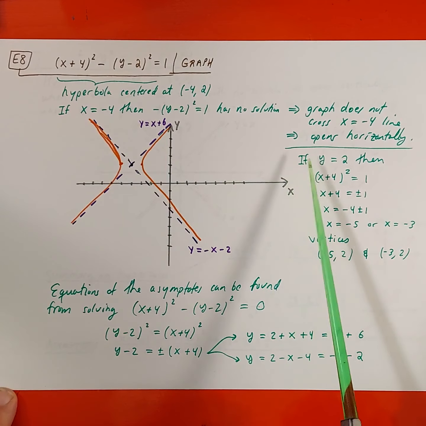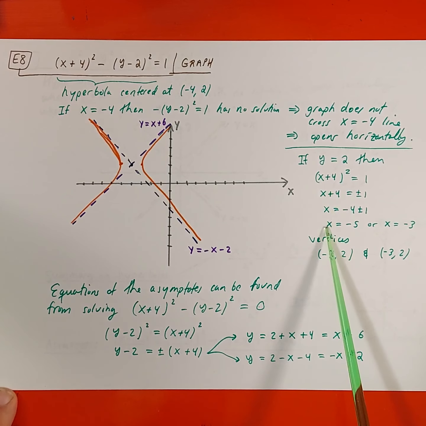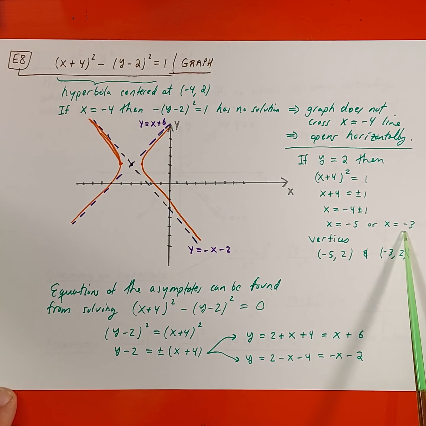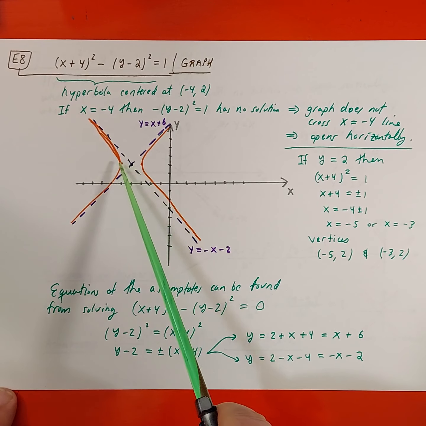All right, and you can figure out where the vertices are by putting y equals 2. That gives us either x equals -5 or x equals -3. So the vertices are at -5, 2 and -3, 2, which are this point and that point.